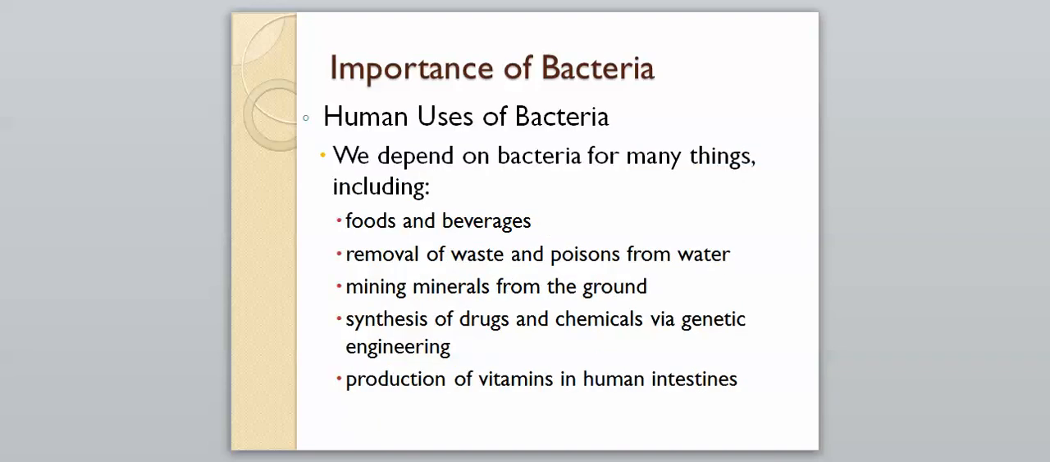And then there are also some human uses of bacteria. We depend on bacteria for many things, and we're going to take a look at some of these things in our activity in class. They include things like making foods and beverages. They help us remove waste and poisons from water. They help us mine minerals from the ground. They help us make drugs and chemicals via genetic engineering, and they even produce vitamins in our intestines. So they do a lot for us that we might not know about or might take for granted. They usually just get a bad rap for causing diseases, but that's not all they do.